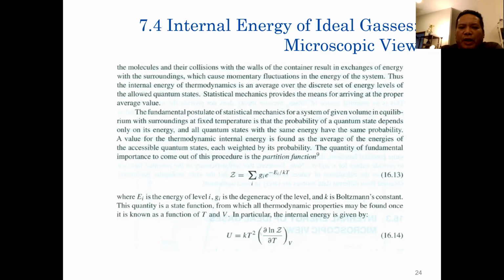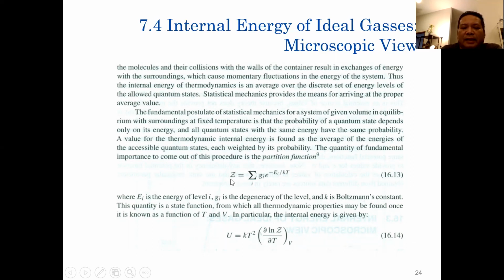A value for the thermodynamic internal energy is found as the average of the energies of the accessible quantum states, weighted by the probability. And the quantity of fundamental importance to come out of this procedure is the partition function. So this is our energy to get out.